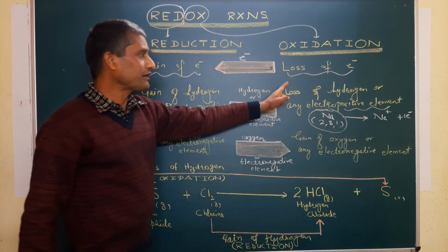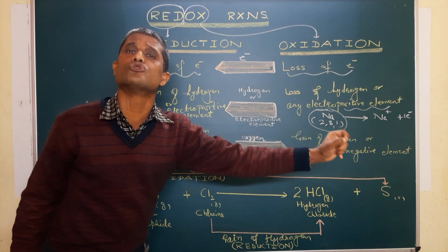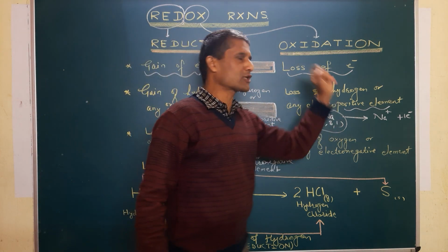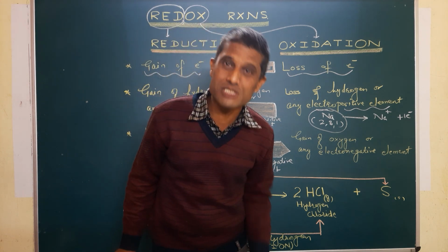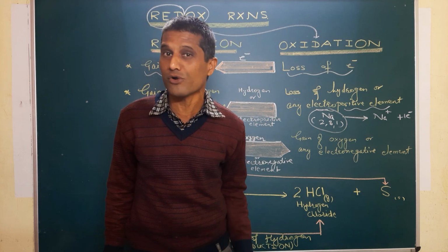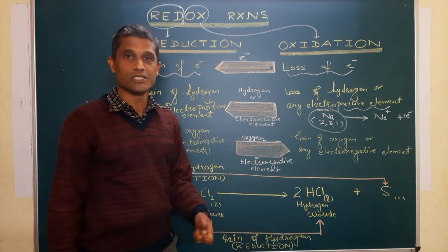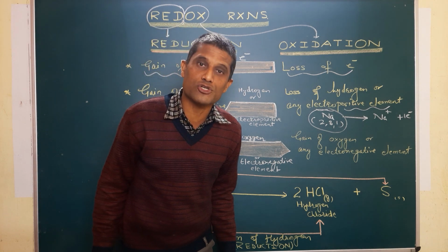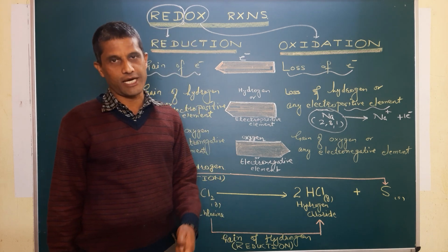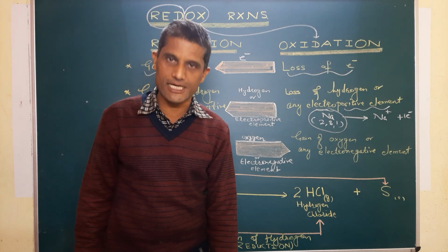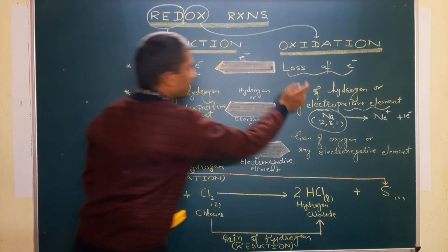So number two definition says that oxidation means loss of hydrogen, any species which is losing hydrogen or any electropositive element. So you must know whether the element being lost by a substance is electropositive or not. I have told you that electropositive elements are those which tend to lose electrons, thereby acquiring the stable electronic configuration of the nearest noble gas, and in the process get converted into positively charged ions. Remember, metals have electropositive character. Loss of hydrogen or any electropositive element is called oxidation.